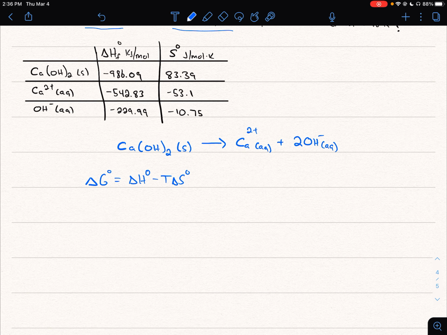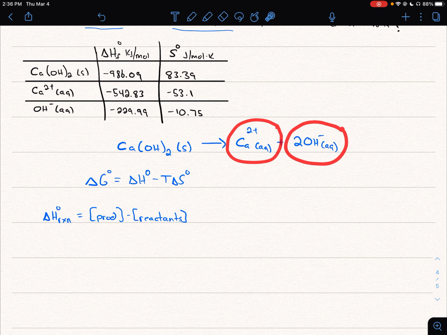So we'll start off with our delta H term, delta H of reaction, and remember with all these thermodynamic variables, what we're going to do is take the sum of the products, and we're going to subtract the sum of all the reactants. We have to make sure we add everything together and really pay attention to signs of things. So our products, we have a calcium 2 plus cation, and we have 2 hydroxide anions.